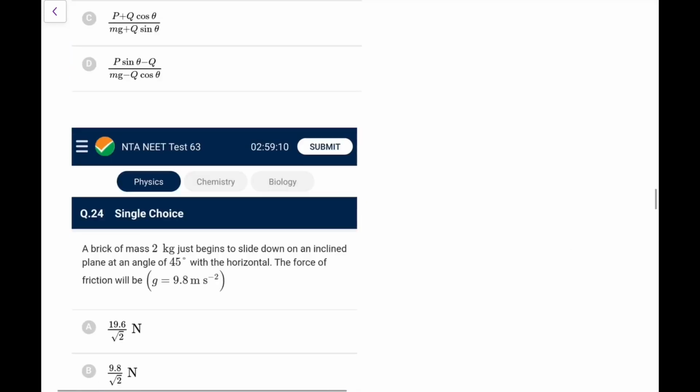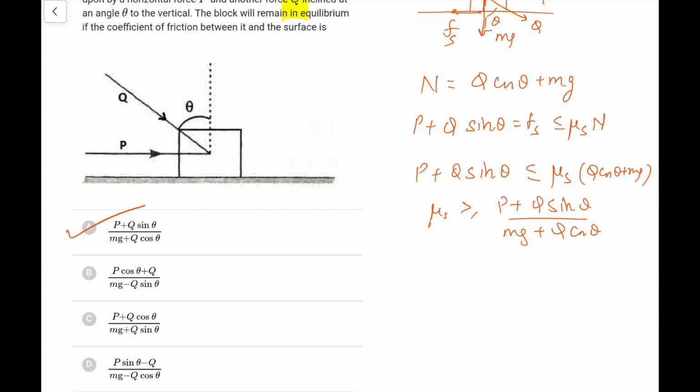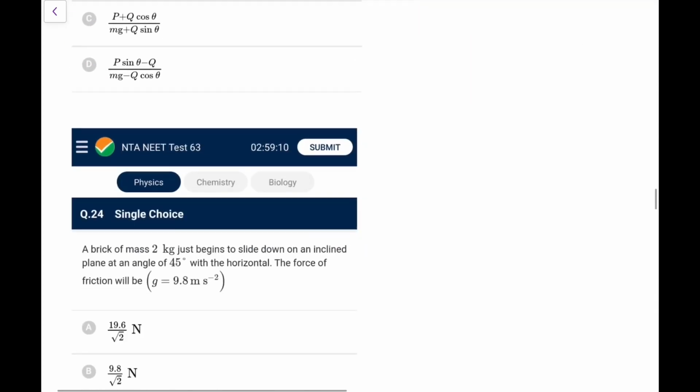Here the important thing was that normal is not mg. Normal will be more because of the effect of this Q's vertical downward component.